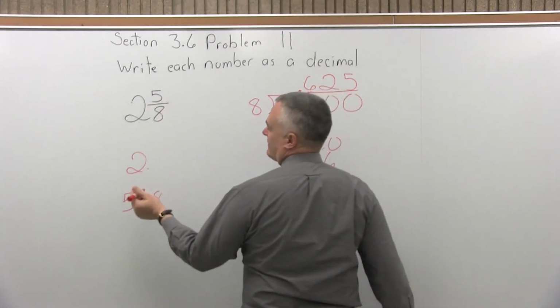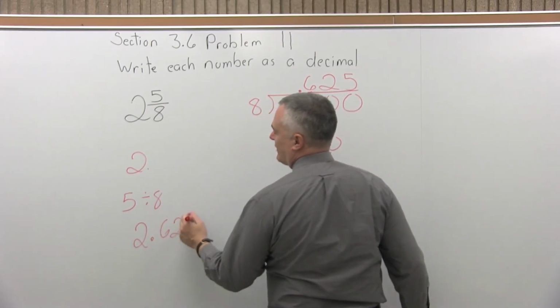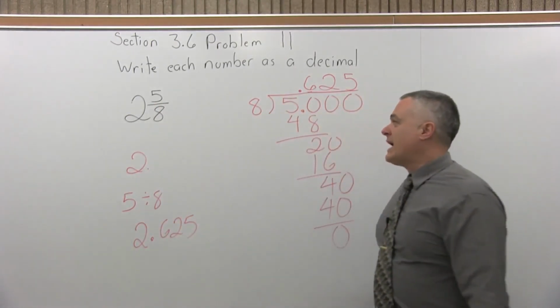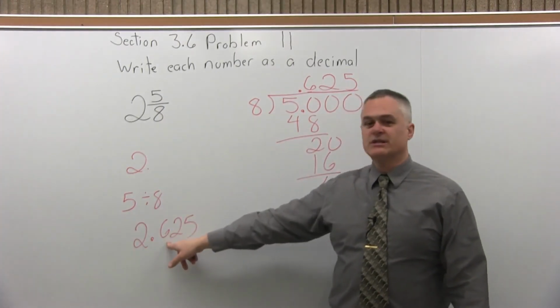It was 2 5/8. So my answer is 2.625. So 2 5/8 as a fraction is written like that, 2 5/8. As a decimal, it's 2.625.